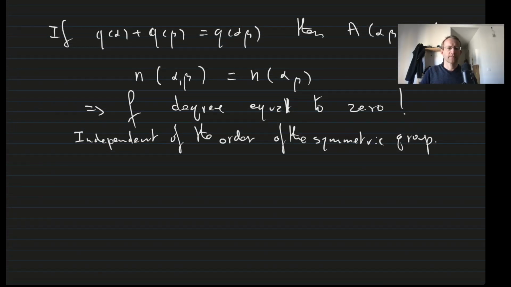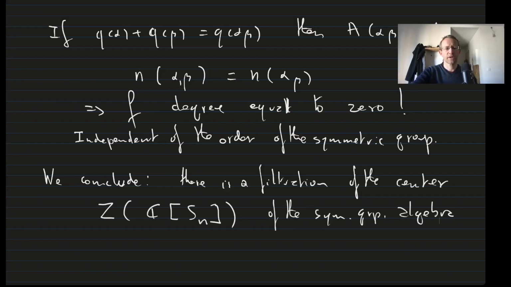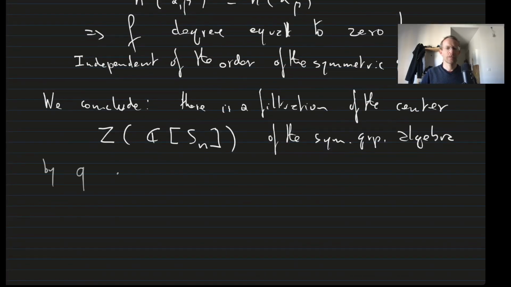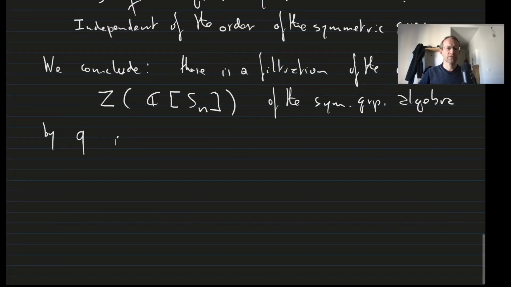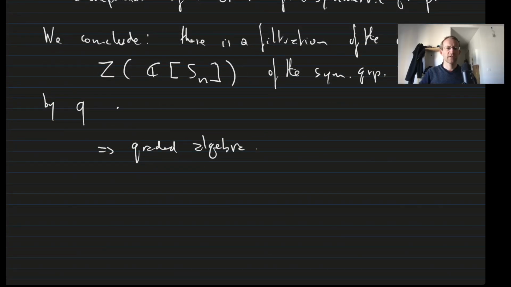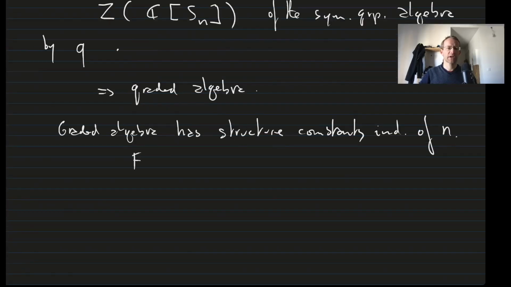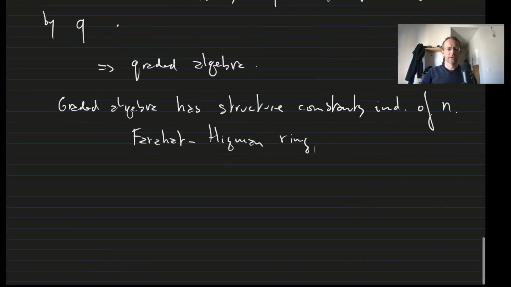We conclude the following. There is a filtration of the center of the symmetric group algebra, which is given by the degree q. And then secondly, the filtration gives rise to a graded algebra, in which we restrict on the right-hand side to results that respect the degree. And then thirdly, if we do that, then this graded algebra has structure constants which are independent of n. This graded algebra I'll call the Farahat-Higman ring. Let's finish by giving an example.